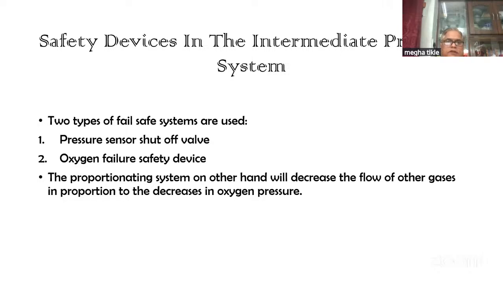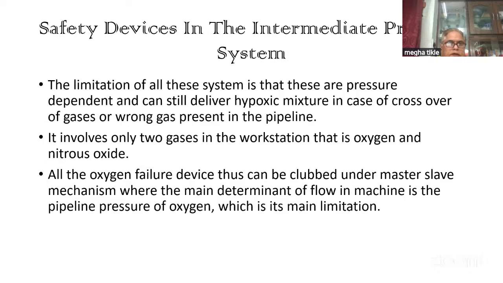Now, there are two types of fail-safe system that are used. One is a pressure sensor shut-off valve, which is all and none. So as soon as the pressure of oxygen goes below 25 psig, nitrous oxide will be completely cut off from the machine. The other is the oxygen failure safety device, which is a proportioning device. In that case, as the pressure decreases for oxygen, say from 60 to 40, the pressure for nitrous is also decreased to the same level, up to around 20 psig, when the pressure will be so low that the nitrous will be completely shut off from the system and no mixture of anesthetic agents will be delivered to the patient. This is all to prevent hypoxia in the patient, but this has a very serious limitation.